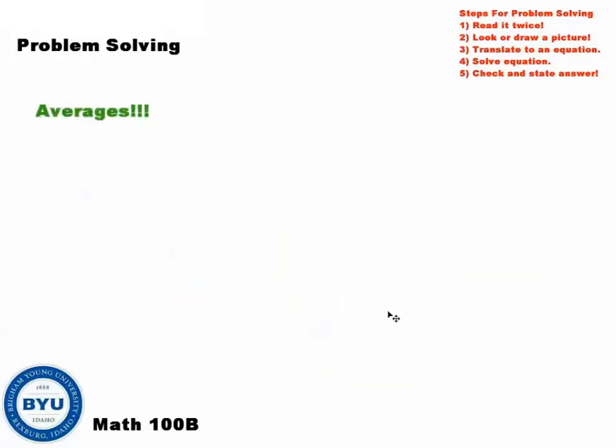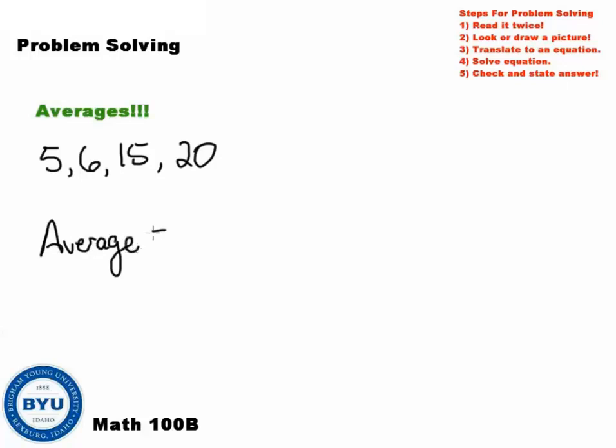So the last type of word problem is an averages word problem. How do you find an average? Now, you may remember this from back in the day, but if you wanted to find an average of a bunch of numbers like 5, 6, 15, and 20, well, to find the average, you just add all the values up. So average equals, you add all the values up, and then you divide by the total number there are. So we had 1, 2, 3, 4 values. That's how you find the average.